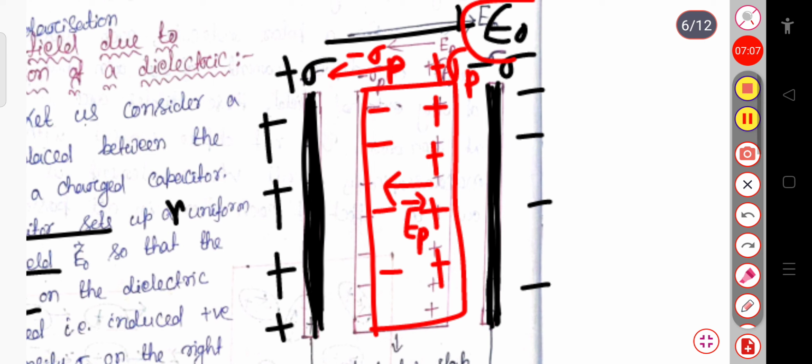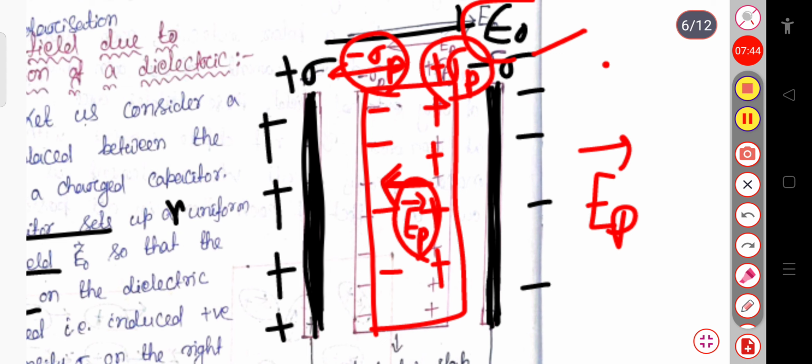This EP is called the polarization electric field, and this plus sigma p and minus sigma p are called the induced surface charge density. They are called induced because they will try to oppose the field being applied, that is E naught. So these are your induced charge densities, and the field developed here, EP, is the induced electric field, which will try to oppose the electric field E naught.